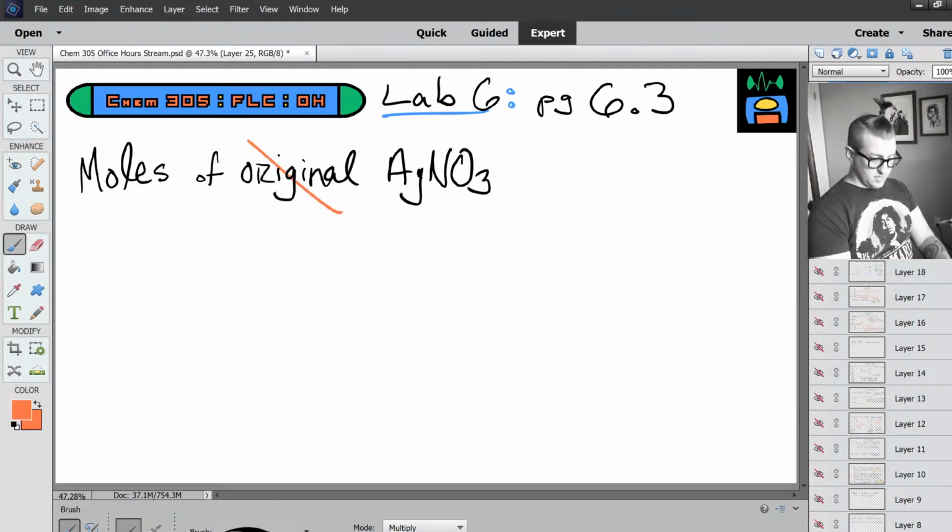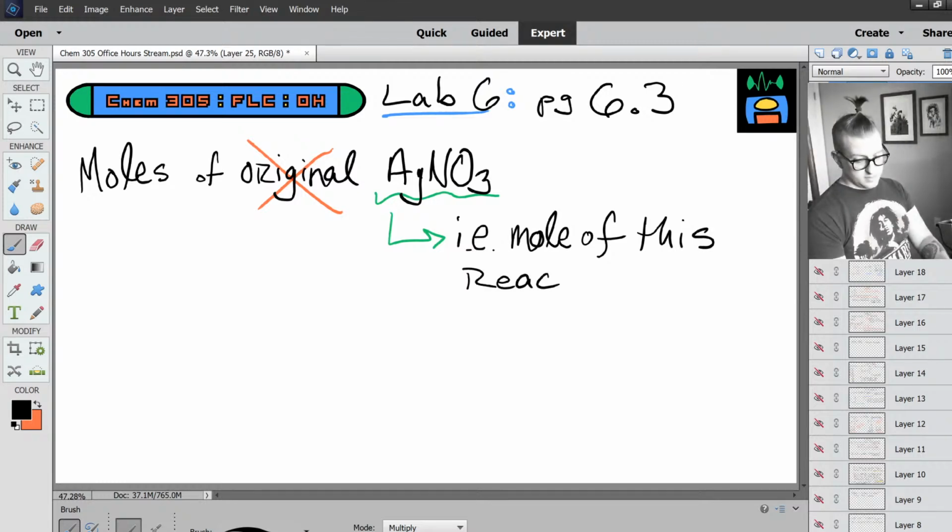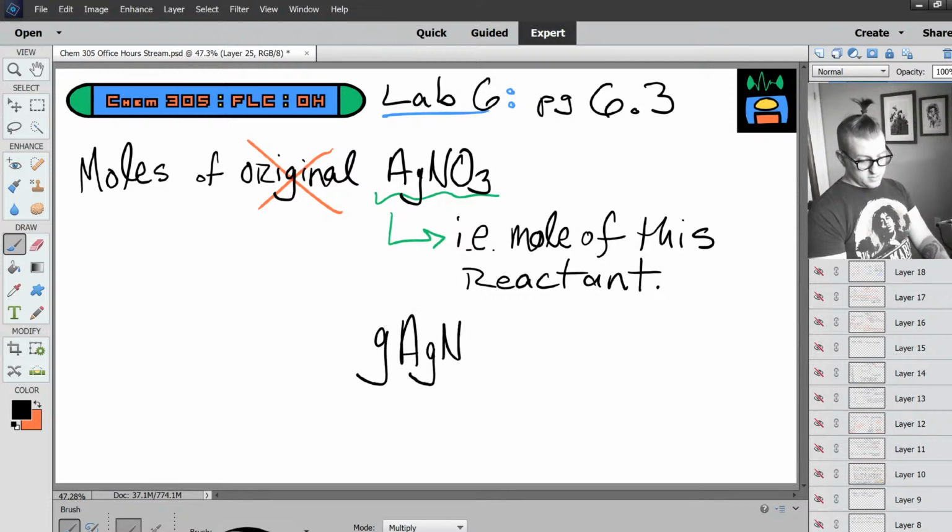Honestly, they just want you to calculate the moles of AgNO3, right? Here, in other words, they want you to calculate moles of this reactant. And you do that by taking the grams of AgNO3 and multiplying by the molecular weight.